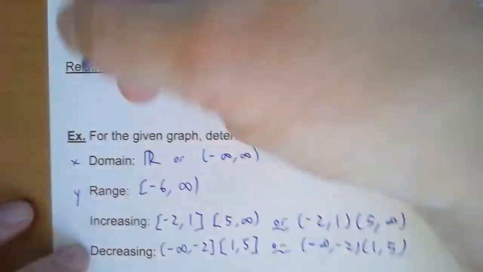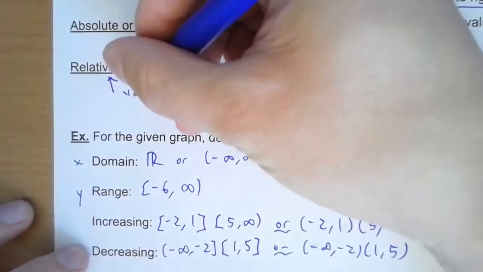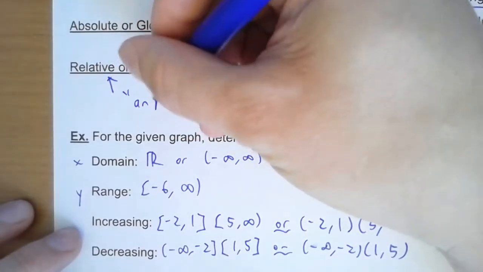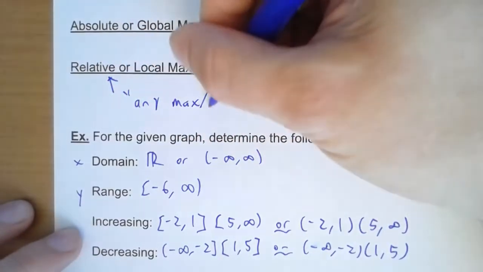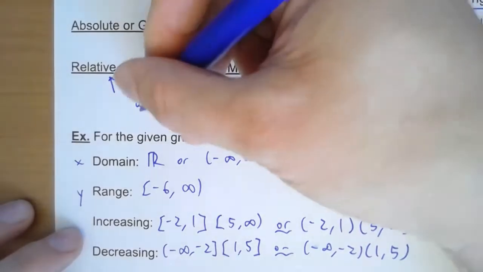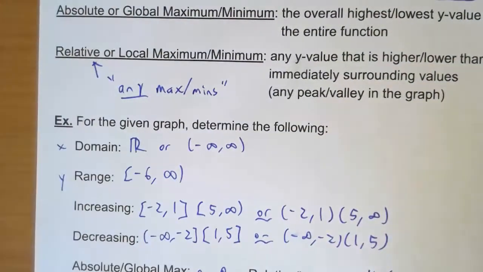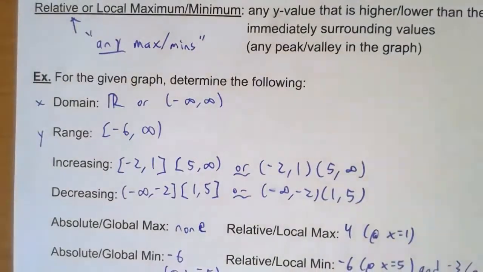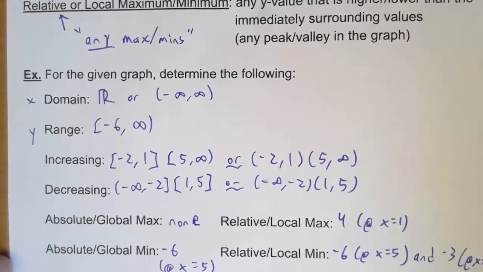And so if you're ever asked for any max or mins, they're talking about relative or local. All maxes and mins, that's the relative or the local.